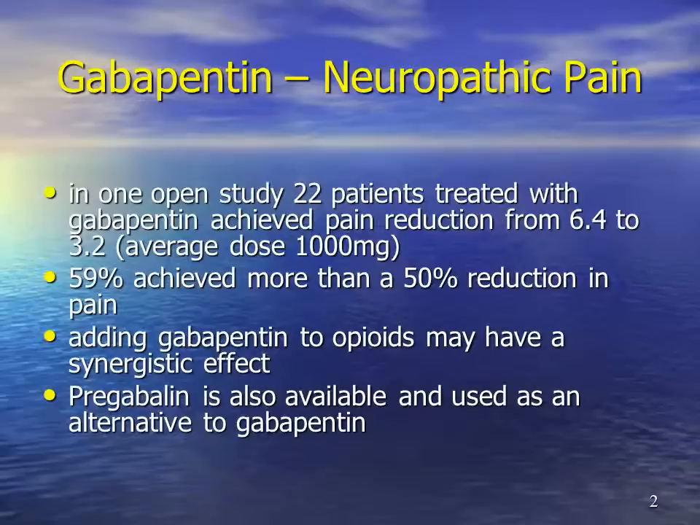One open study of 22 patients treated with gabapentin achieved a pain reduction from 6.4 to 3.2. This is with neuropathic pain, of course. And the average dose was only 1,000 milligrams. So that's not bad. That's not a bad reduction in pain relief on a visual analog scale. 59% achieved more than a 50% reduction in pain.